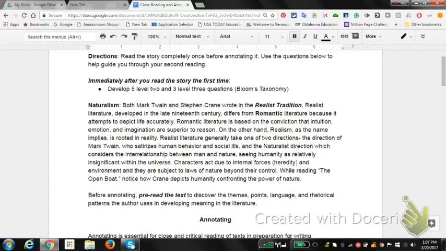Naturalism is a tradition of writing that stems from the realist tradition. I know I'm using tradition a lot, but bear with me here. I'm going to explain this so that hopefully you'll be able to understand a little bit better. So what we're going to look at today is naturalism. Both Mark Twain and Stephen Crane, who was the author of The Open Boat, wrote in the realist tradition.